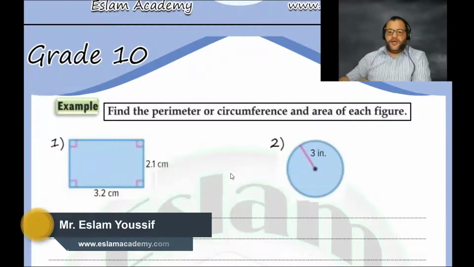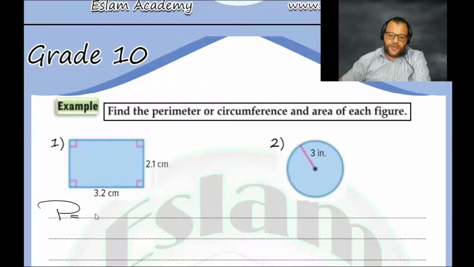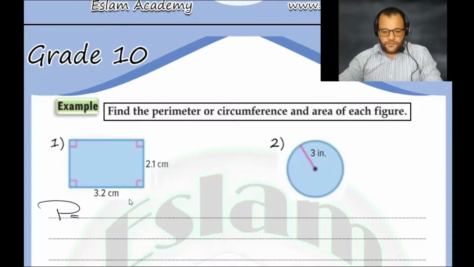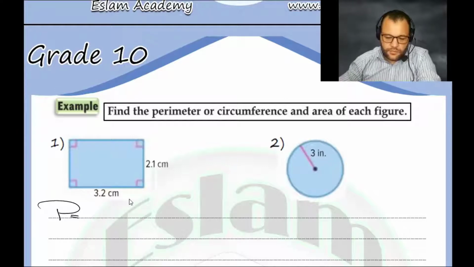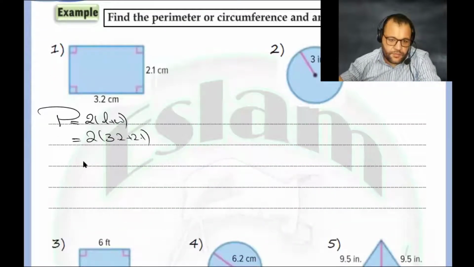So we need to find the perimeter for number 1. We have to add. It's 10.8. How did you find it? I multiplied 3.2 plus 2.1 times 2, which equals 10.6. Yes, 10.6.